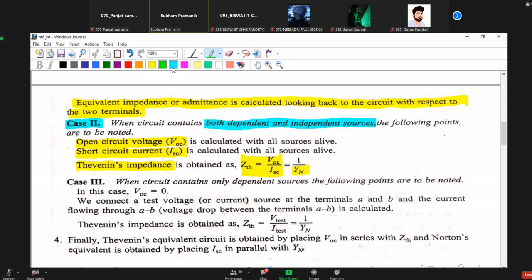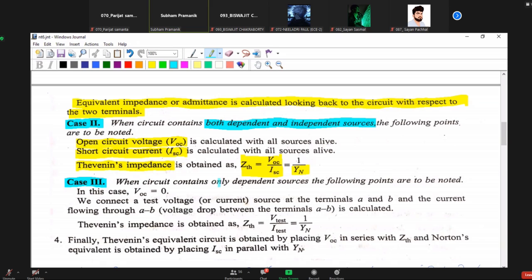Okay, let's now go to case 3. I shall show you an example of how, for the cases where case 2 is applicable, we can find the Thevenin equivalent circuit. I shall do that.